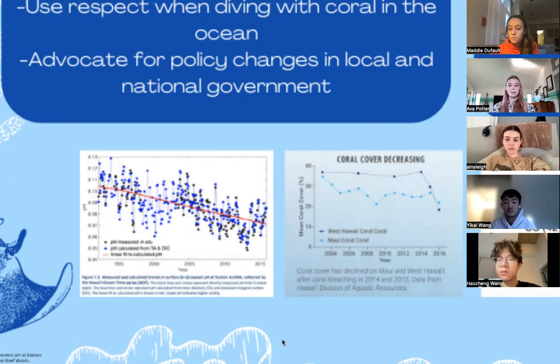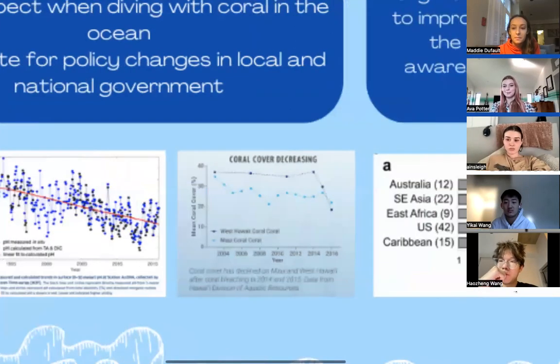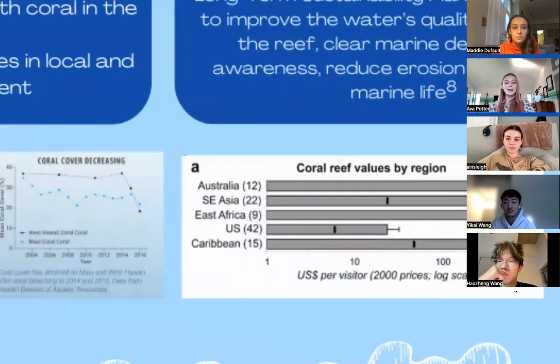And then our last diagram basically shows the monetary value of coral reefs. So when coral reefs are damaged, this is wildly impacted and can really damage the economic systems of local areas.